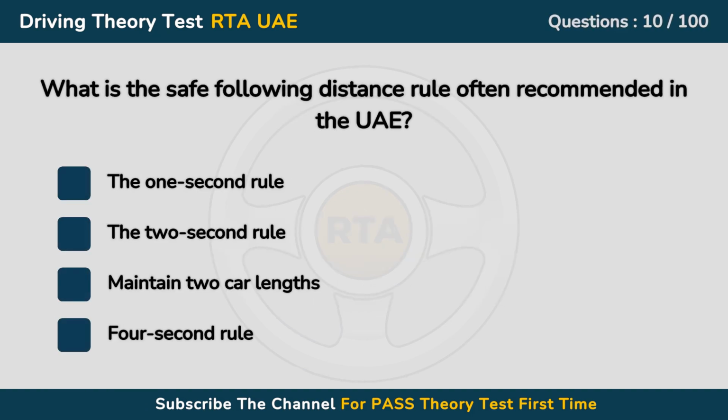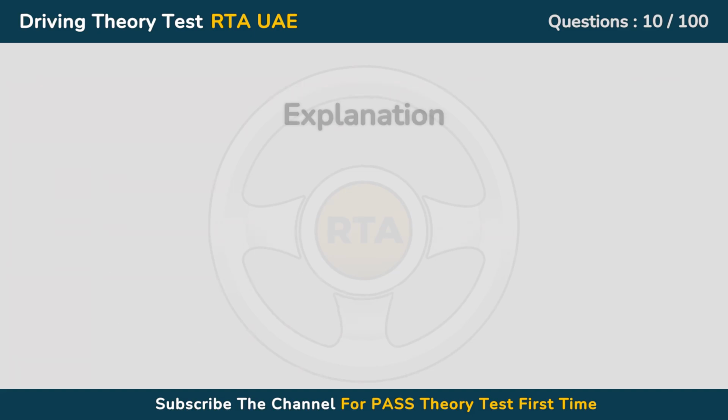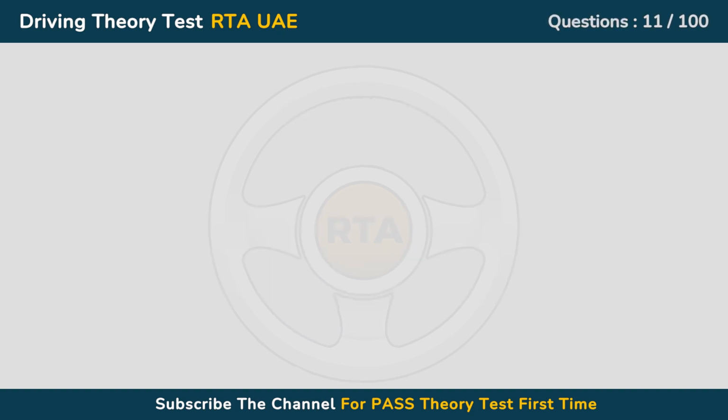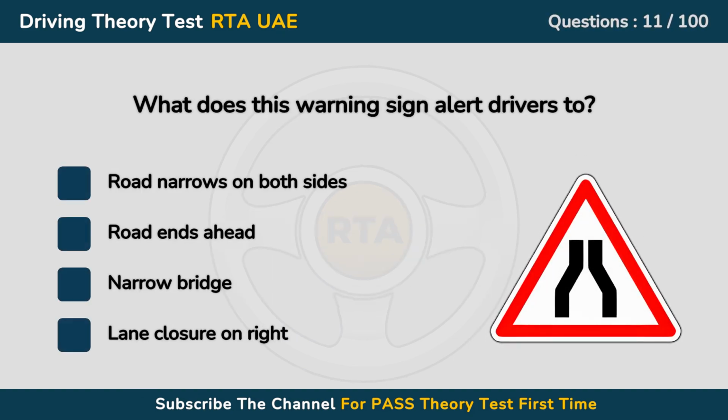Question 10. What is the safe following distance rule often recommended in the UAE? A, the 2-second rule, B, the 3-second rule, C, maintain 2 car lengths, D, no rule? Answer is B, the 3-second rule. The rule provides a general guide for maintaining a safe distance between your vehicle and the one ahead, allowing adequate reaction time. Question 11. What does this warning sign alert drivers to?